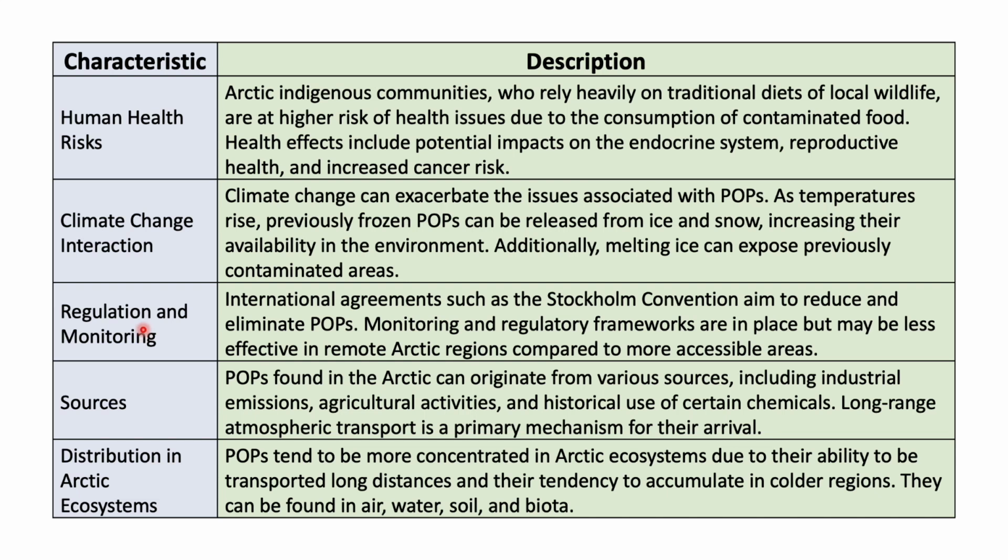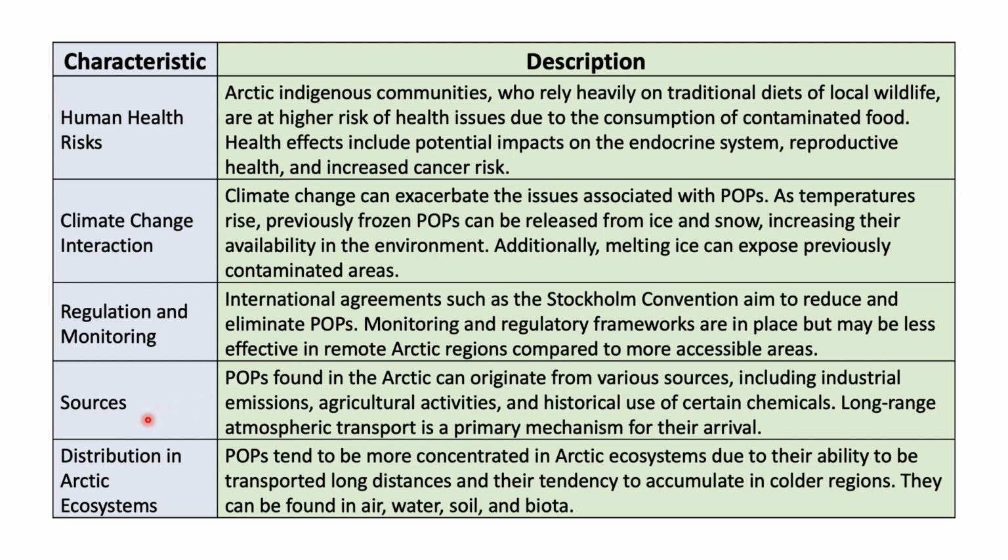And how do we control this? We can do regulation and monitoring. That is the reason various conventions are being made with the collaboration of various countries, and then we try to reduce the pollutants spreading to the Arctic region. And from which place do the pollutants reach? The entire earth, we can say. The globe is the main place from where the pollutants are produced and they reach the Arctic region. And long range atmospheric transfer is the primary mechanism for their arrival. So through air it travels.